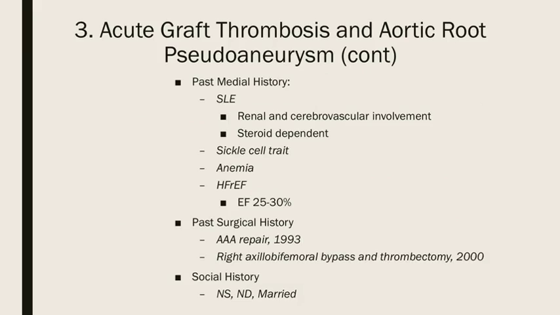This patient had a past medical history significant for lupus with renal and cerebral vascular involvement. He was steroid dependent. Sorry if I didn't put the dose. He had sickle cell trait, he had anemia, and he had heart failure with reduced ejection fraction, EF of 25 to 30%. Past surgical history was significant for a AAA repair in 1993 and a right axillofemoral bypass and thrombectomy in 2000. He is a non-smoker, non-drinker, and he's married for a social history.